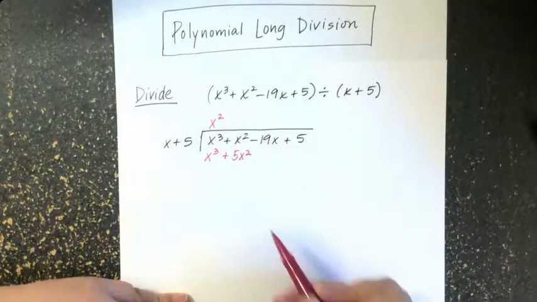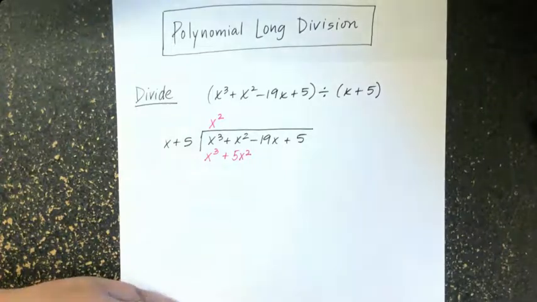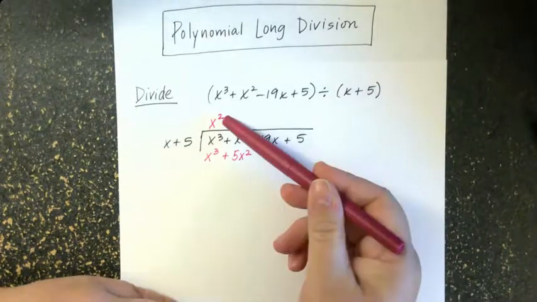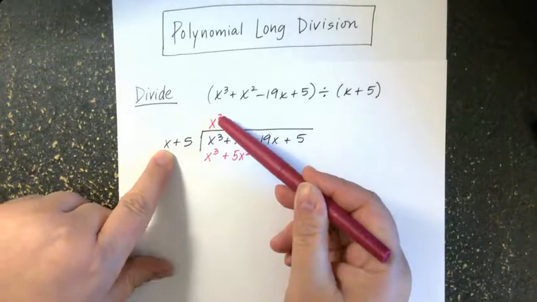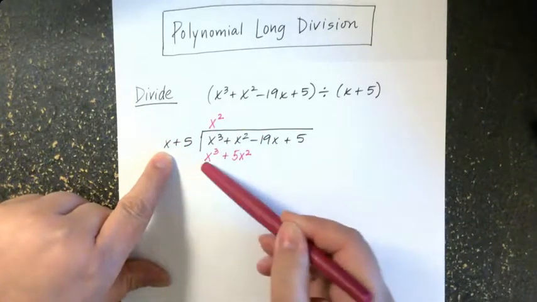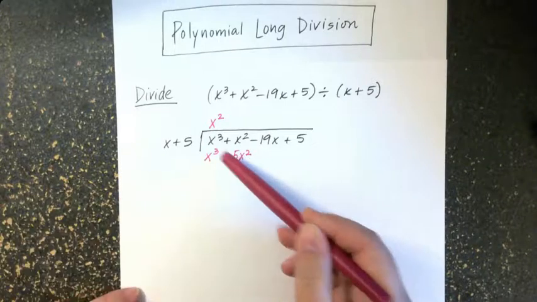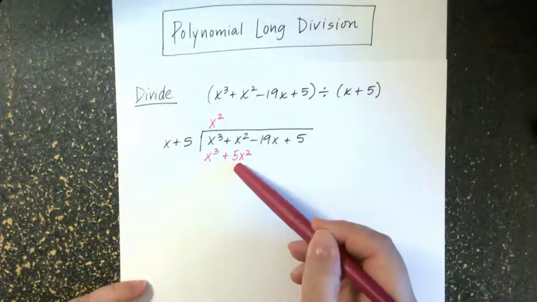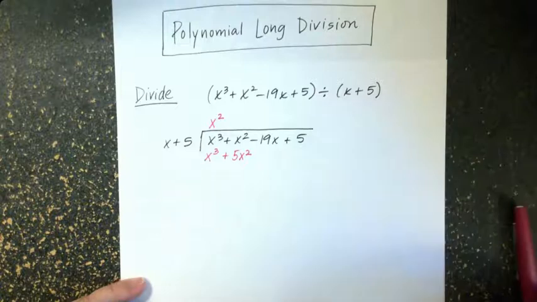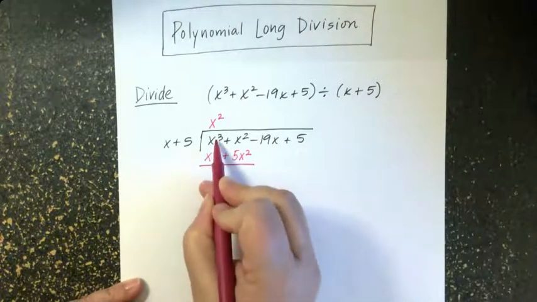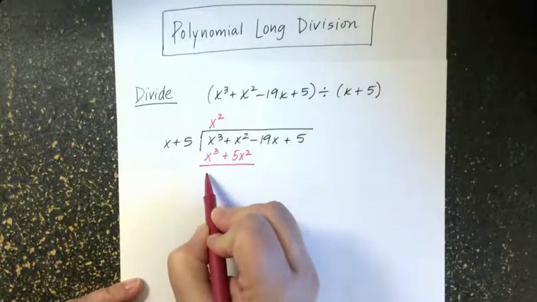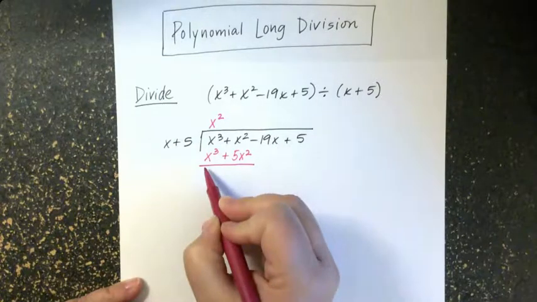Okay, so I found the x squared up here just by paying attention to only the first term. But once it's up there, I multiply times both of these things and put them under their respective buddies here. Okay? Then I'm going to subtract. When I subtract, x cubed minus x cubed gives me 0. So this basically kind of cancels out.